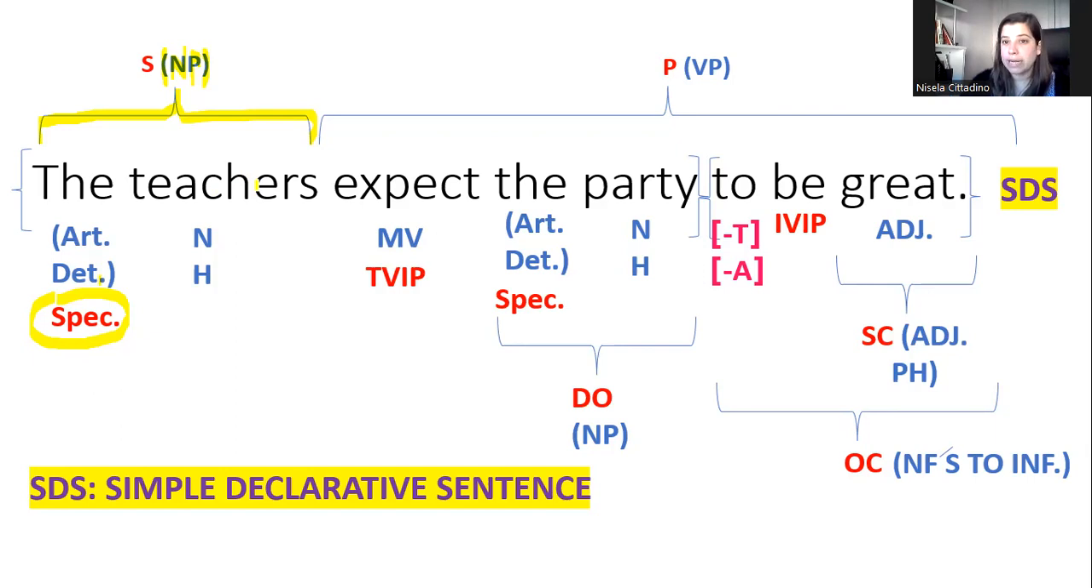Let us go to analyze the predicate. The predicate is also a verb phrase, yes? So I will write it here, verb phrase, because the whole predicate is a verb phrase. Expect the party to be great.